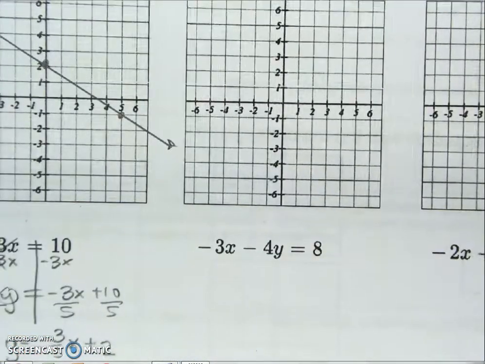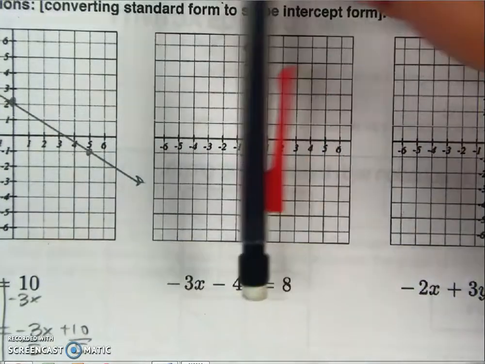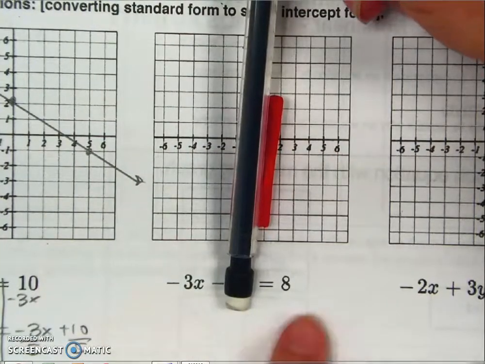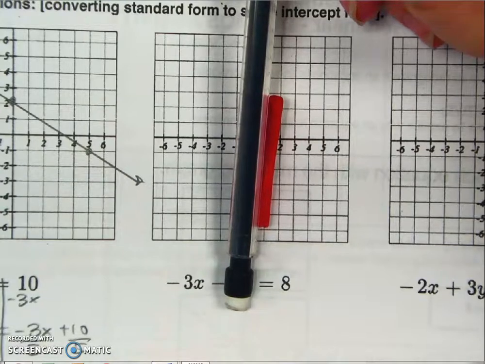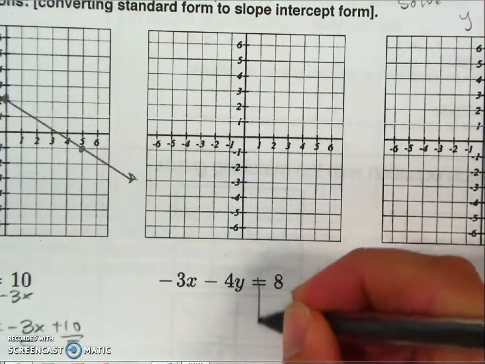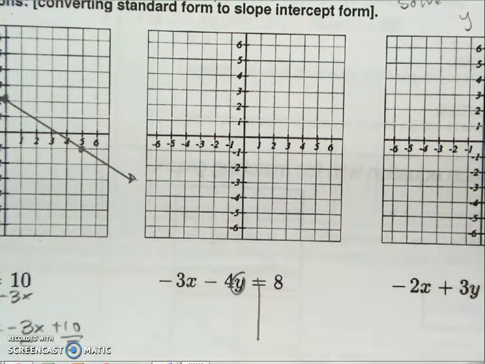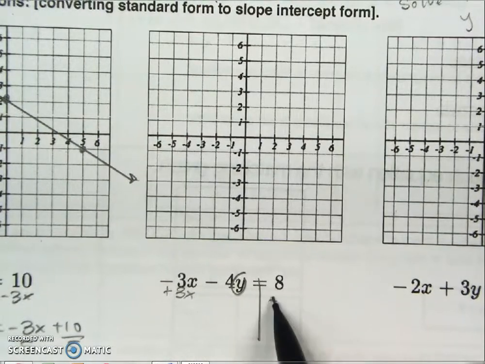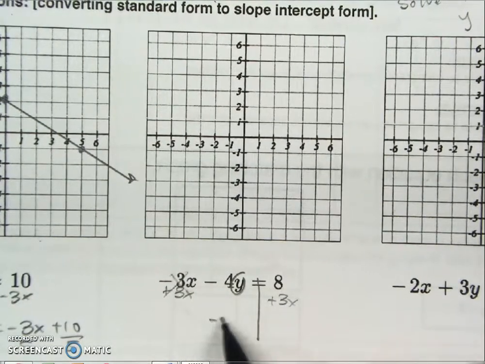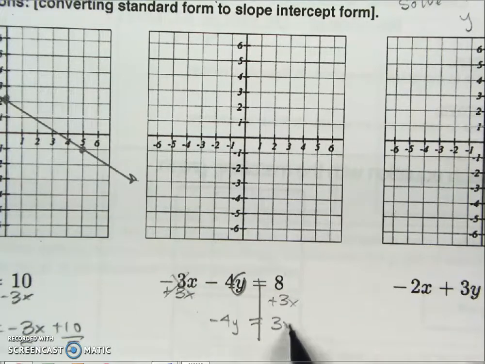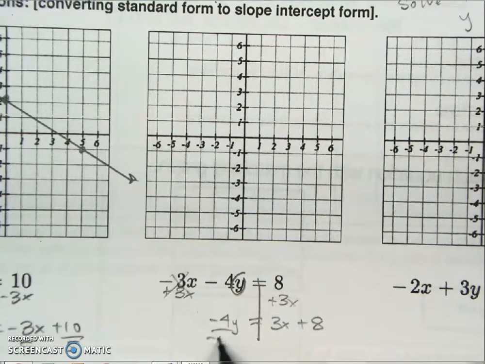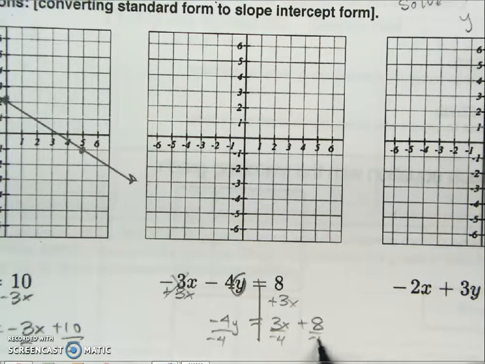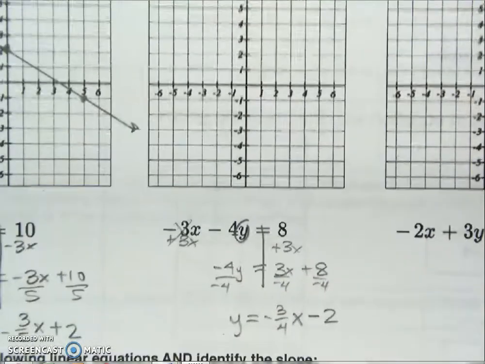Let's try this one. Now again, I can see this one wouldn't work out nicely for the zeros. None of these up here will, because if I covered that up, I'd be dividing 8 by 3, and that's just not pretty. So let's isolate the y. Draw the line, circle the y. The y is what we want to stay. So I'm going to move this. In order to move it, we do the opposite. So we'll add 3x to both sides. I'm left with negative 4y equals 3x plus 8. Divide everything by negative 4. And I get y equals negative 3/4 x minus 2, because 8 divided by negative 4 is negative 2.